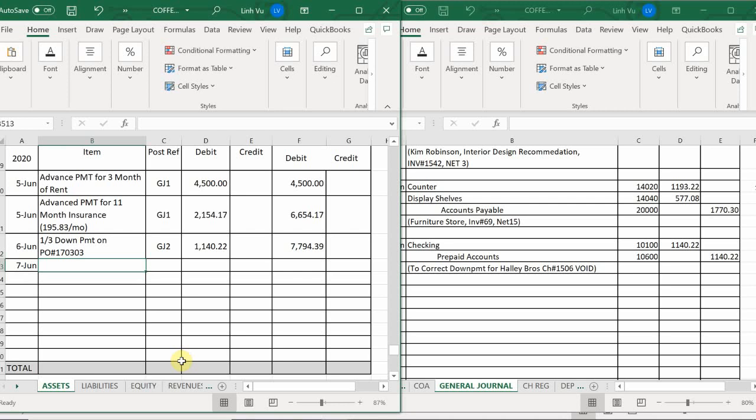What the same? We have to put it. So void down payment, 1/3 down payment from check 1506. So we credit the account.